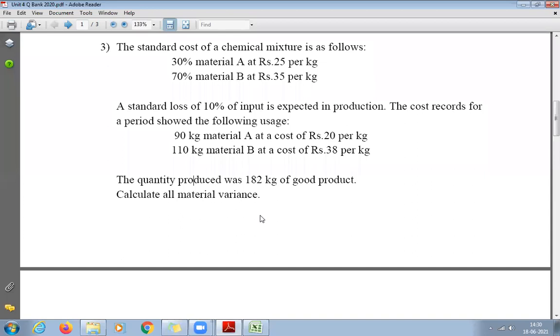Very simple. You have to see the actual mix. Actual A is 90 kg and actual B is 110 kg. So when you add both, how much will you get? 200. Got it? So on that you can calculate 30% of 200 is A, 70% is B. Because when you are doing input, there is a 10% loss. So that is why we cannot take the output. Output is 180 kg, we cannot take. So let us do it now.